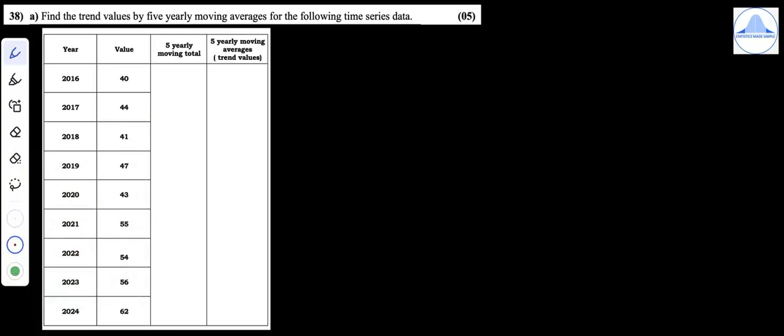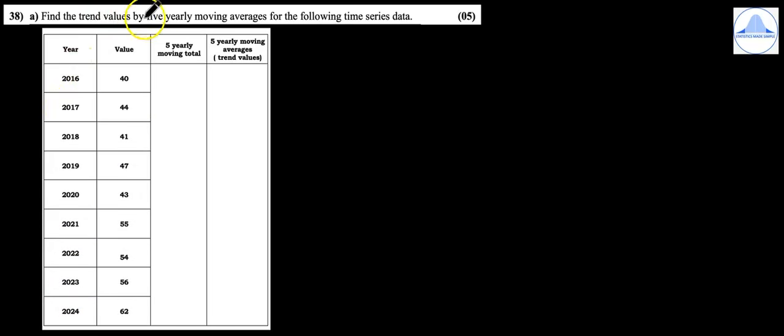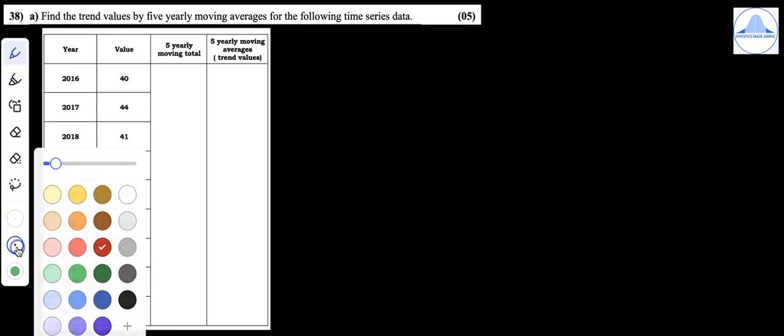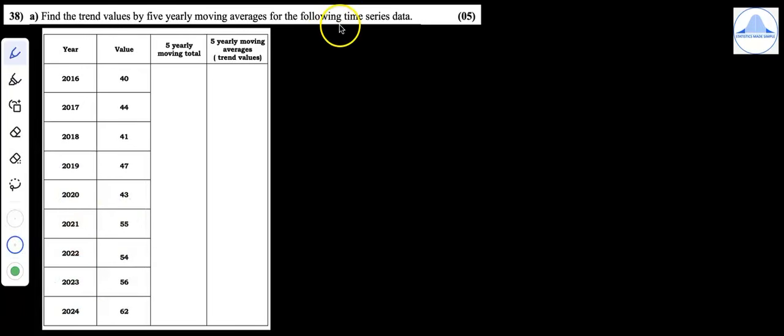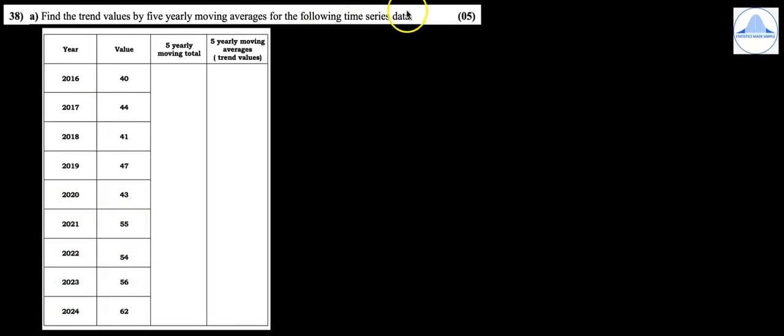Thirty-eighth question, subdivision A. Find the trend values by 5-yearly moving averages for the following time series. This question carries 5 marks. The years are given from 2016 up to 2024 and the corresponding values are given. So let us start the problem. So write given. I'll just change the color of the ink. So first let us write given.